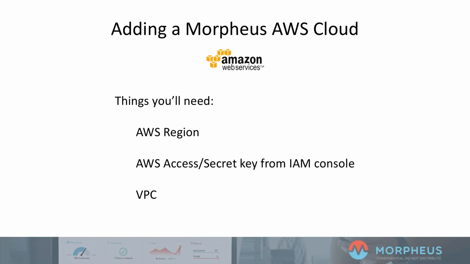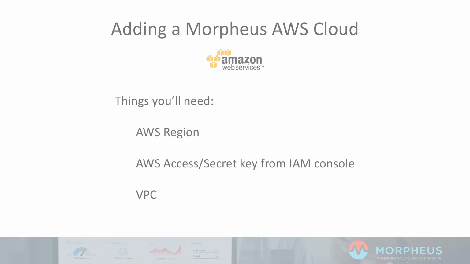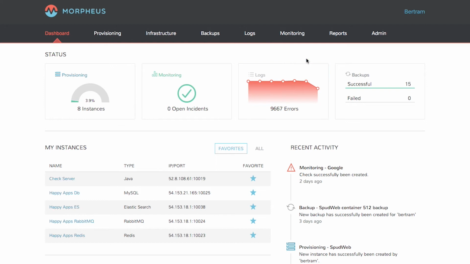Before we get started, you'll need a little bit of information about your AWS account. First, pick the region where you'll provision AWS resources. Then you'll need an access and secret key from AWS's IAM console. Finally, you need to know the VPC to provision in. Once you've got that, it's time to add the cloud.